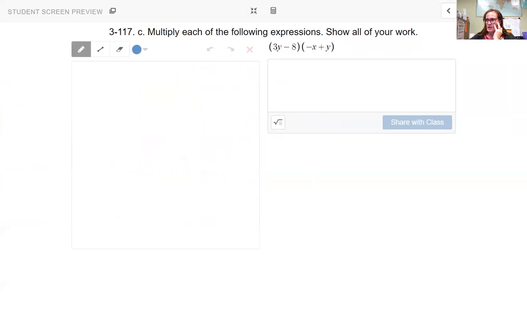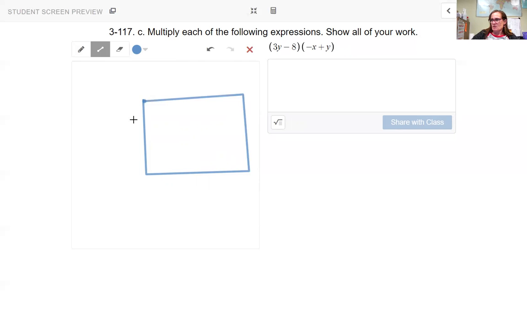Okay, same thing. We're doing the math window. And if you want to use the rainbow math, if that's easier for you, use rainbow math. Just whatever is easiest for you. Okay. All right, so we'll put 3y minus 8 on top, and then negative x plus y on the side.